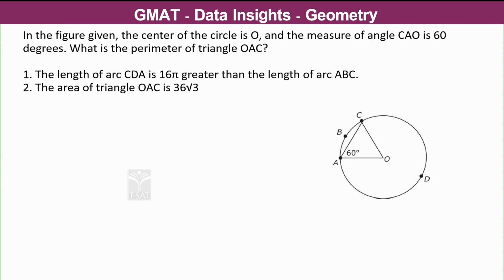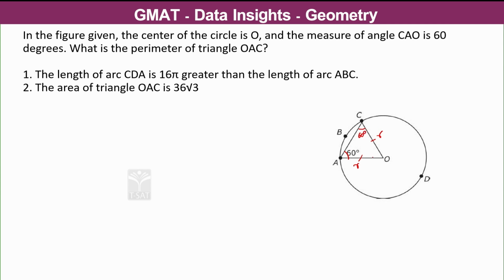Let us look at the next question now. In the figure given, the center of the circle is O and the measure of angle CAO is 60 degrees. What is the perimeter of triangle OAC? Okay. So, they are saying that this is 60 degrees and these two are the radius of the circle with center O. Therefore, these two will be equal. So, these two sides of a triangle are equal. When they are equal, then opposite angles will also be equal. If this is 60 degrees, this will also be 60 degrees.